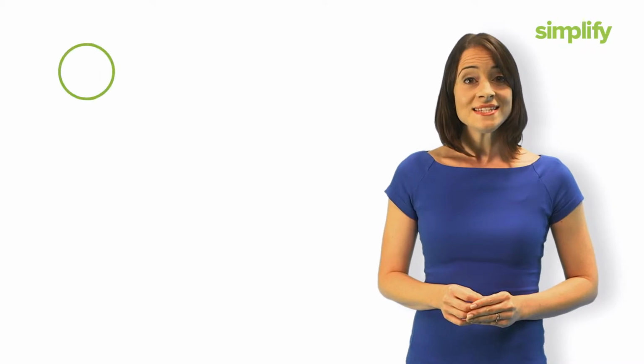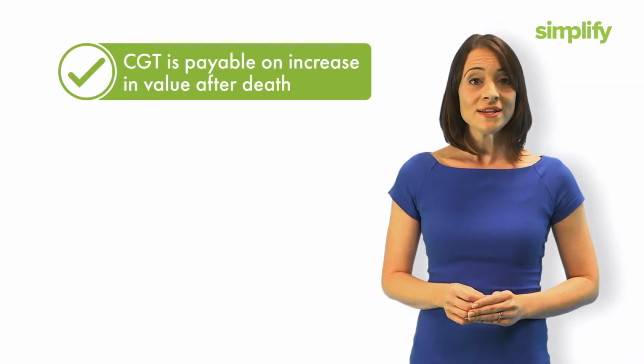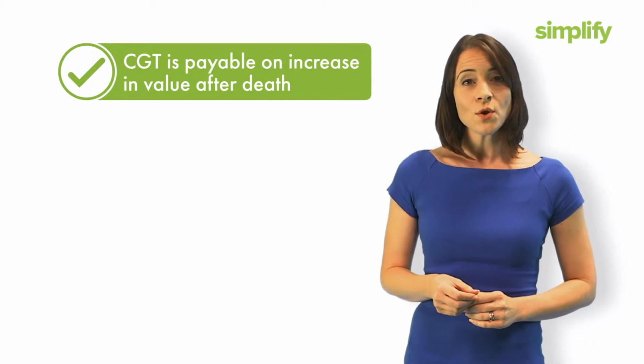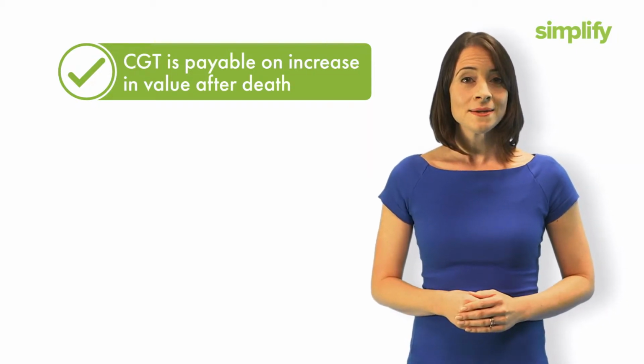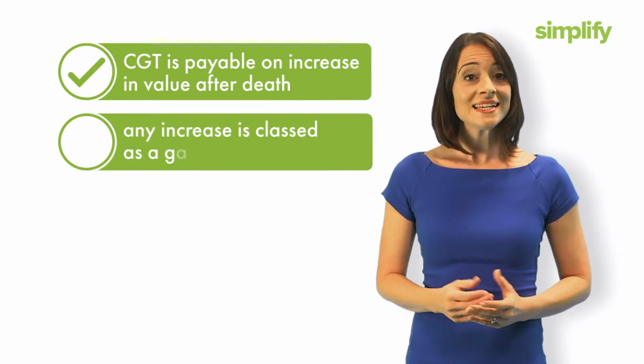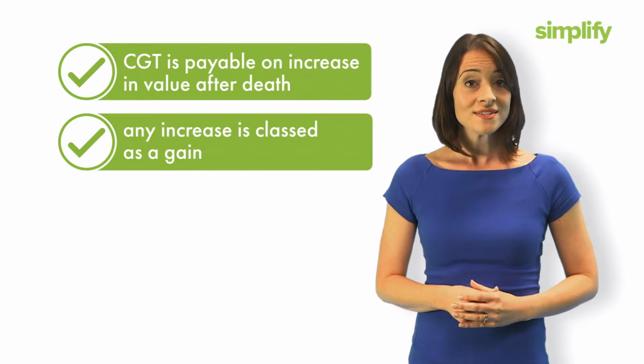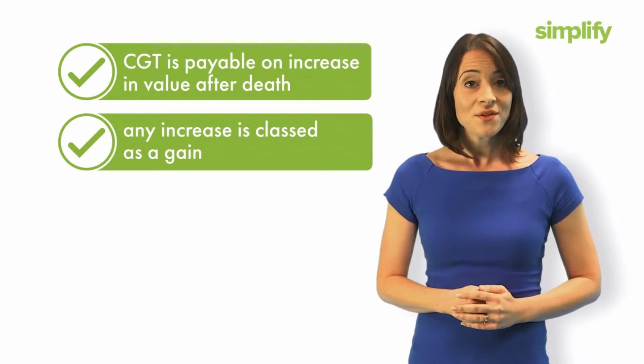Secondly, CGT is payable on any increase in value after the date of death. If an asset is sold while the estate is being administered, any increase is classed as a gain made by the estate, and the personal representatives, PRs, need to pay CGT on this. There's an annual allowance for CGT available to PRs, just as there is for any individual, and you'll need to look at the overall gains and losses of the estate to work out any CGT liability.